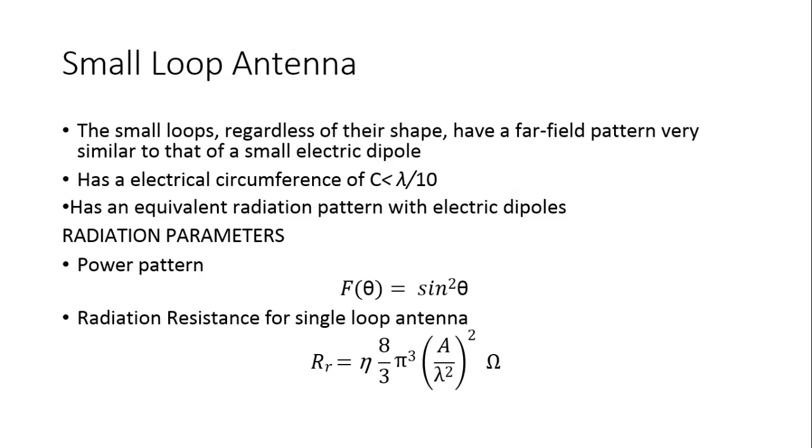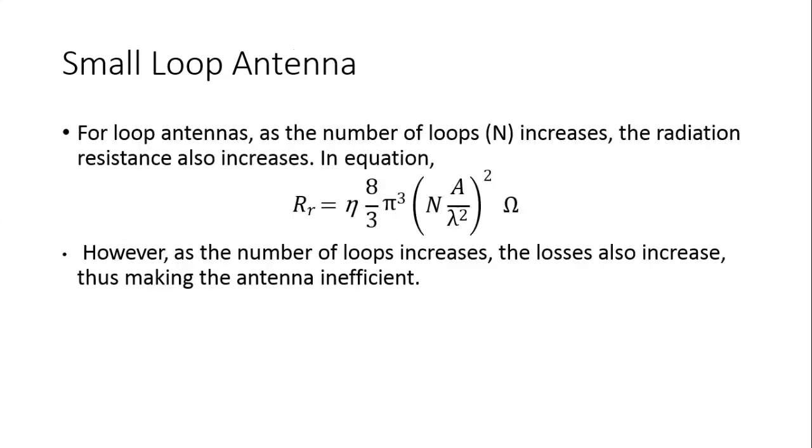As an equivalent to the electric dipole, the radiation pattern parameters are: power pattern f of theta equals sine squared theta. Radiation resistance for a single loop antenna, R_r, equals 8 by 3 pi cubed times A by lambda squared, whole squared, in ohms. For loop antennas, as the number of loops n increases, the radiation resistance also increases. Whenever the number of turns increases, automatically the radiation resistance will also increase.